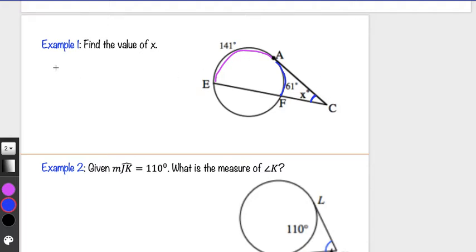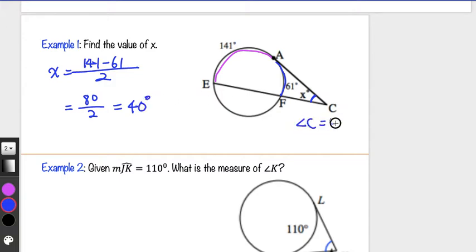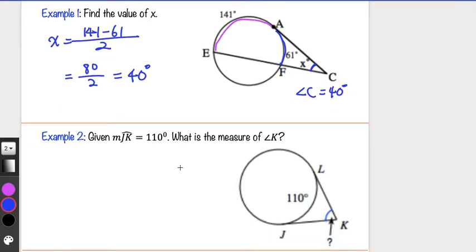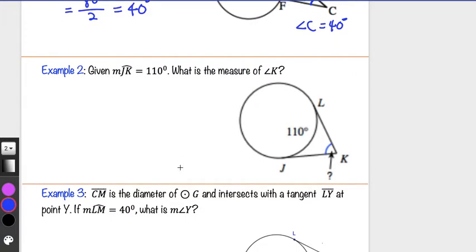So based on the information we mentioned, we need to find the difference between these 2 arcs. Since they are given, we just need to plug into the formula. We already know the difference is 80, divided by 2, so this is going to be 40 degrees, which means this angle C is 40 degrees. This is very straightforward. Now let's check this one.